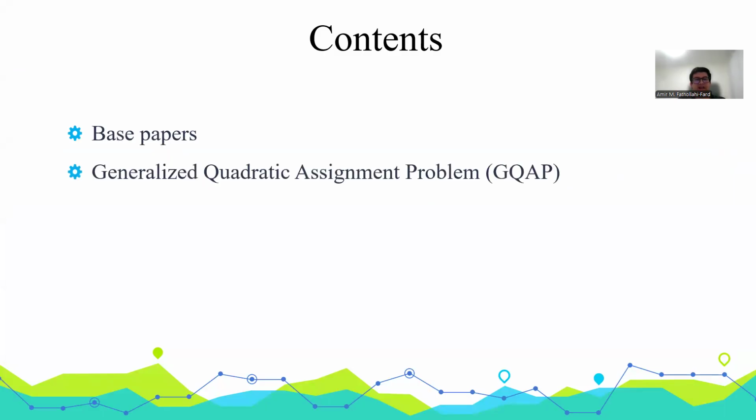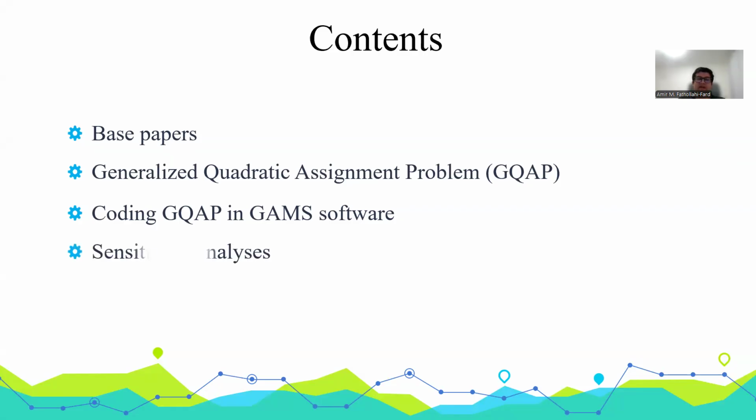In this presentation, I will first define and also introduce the base papers. And based on these base papers, we focus on a classical optimization problem, which is the Generalized Quadratic Assignment Problem, which is a very classic and complex optimization problem. And then we code the GQAP in the GAMS software, how we can implement this problem in GAMS, and how we can do the sensitivity analysis for the key parameters.